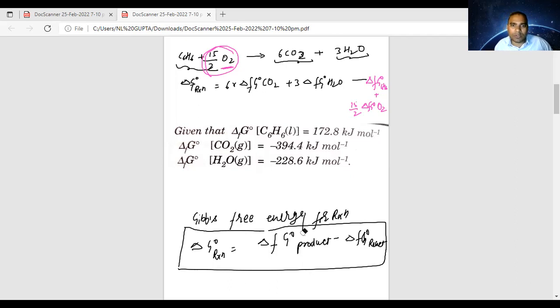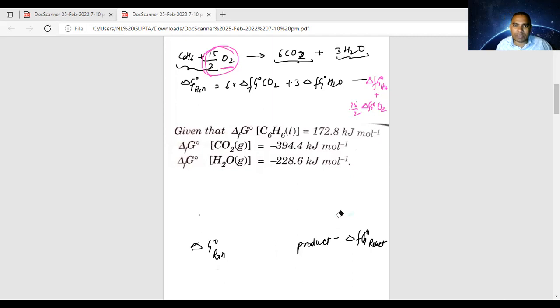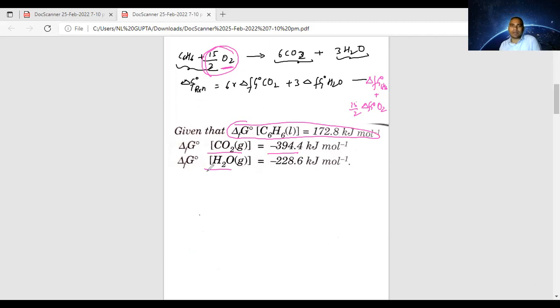Okay. Now please plug the values into this equation. Whatever the values are there, they have given delta F G naught values: for benzene they have given this much, for carbon dioxide they have given this much, and for H2O they have given this much. Okay, so we need to solve this one. So let me write delta G naught reaction. Firstly we have to write the products, so 6 into CO2.